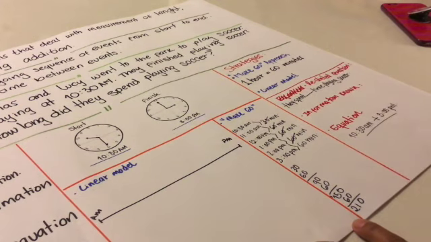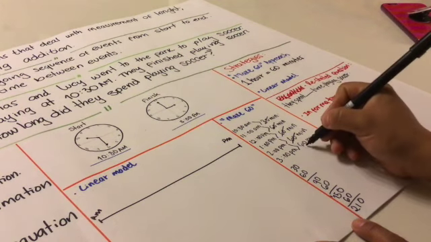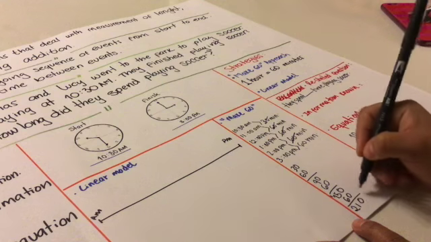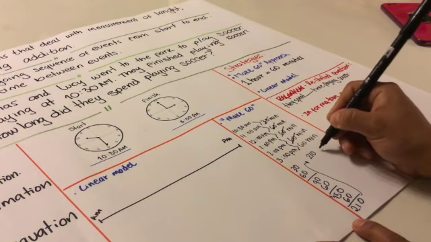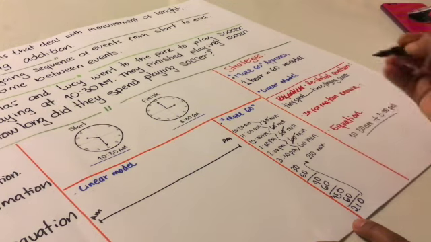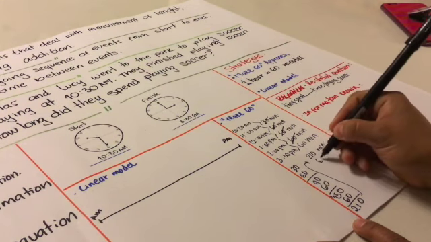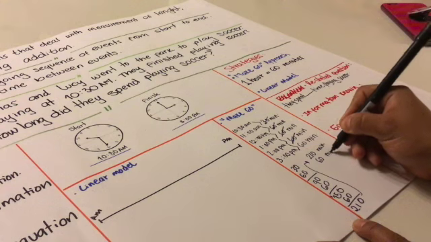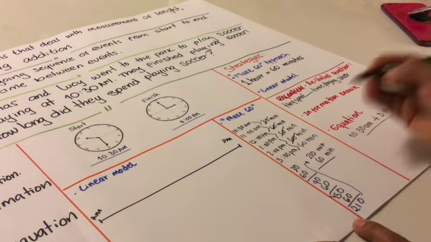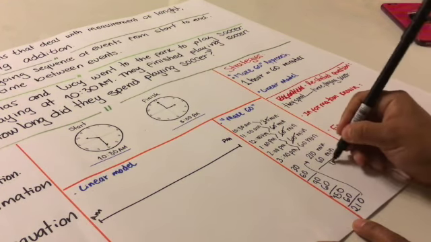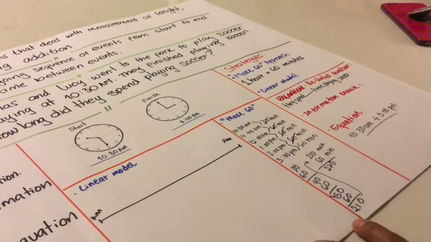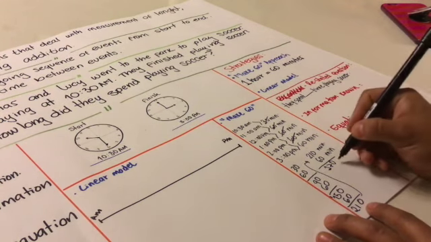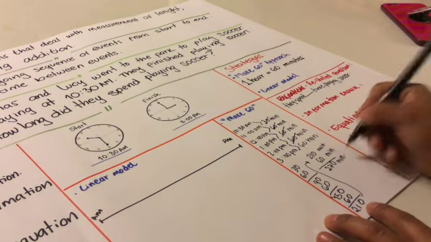Okay, now I'm going to add the last one. So I'm going to go over here to 10 minutes plus 60 minutes. Okay, 0 in the ones place, 7 in the tens place, and 2 in the hundreds place. Okay, so this is my total time.